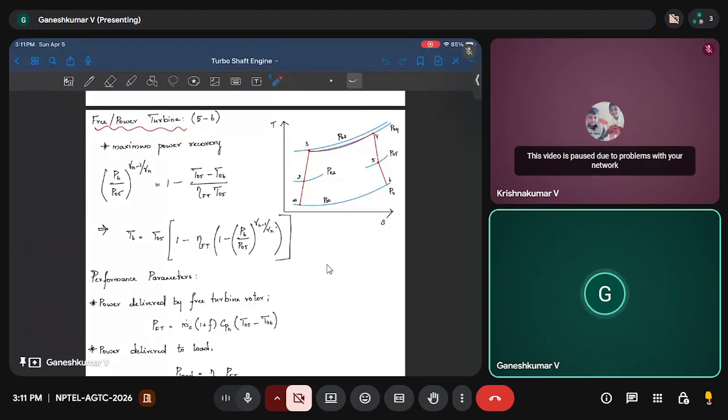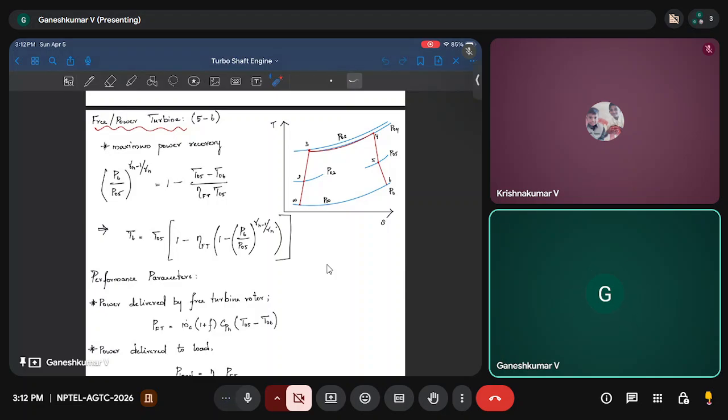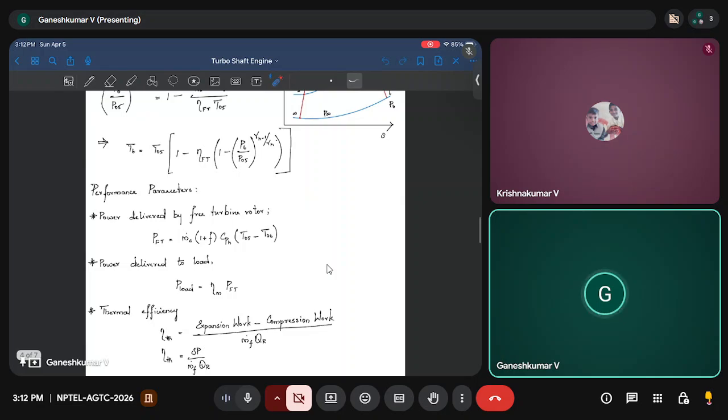In the power turbine, you assume it's a maximum power recovery, and the pressure of the gases at the exit of the turbine is going to be the same as the ambient pressure. Typically, that's the case. It's almost equivalent to ambient pressure, or slightly higher, but here it doesn't matter. From the efficiency of the turbine definition, you can rearrange it to find the temperature at the exhaust. Once you find the temperature at the exhaust, you can find the performance parameters.